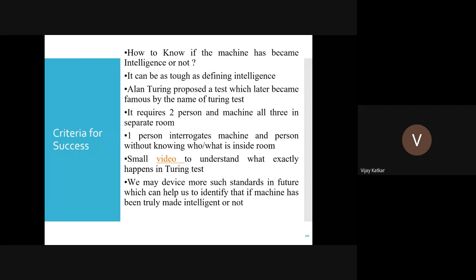We may devise more such standards in future which can help us identify whether a machine has been truly made intelligent or not. For example, chatbots. Chatbots are intelligent to some extent. For example, you are dealing with a bank and you ask chatbots questions related to bank transactions, they will answer you properly. But if you try to deviate, then they will start giving you random answers, or they will say, I don't understand what you are saying. It means the bots are not that intelligent.